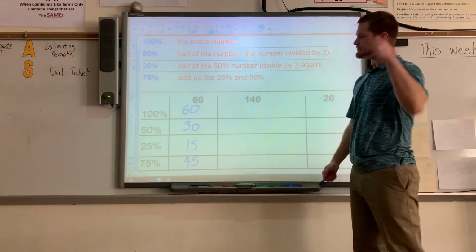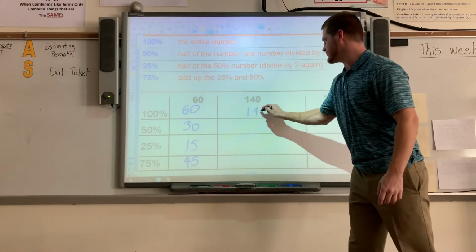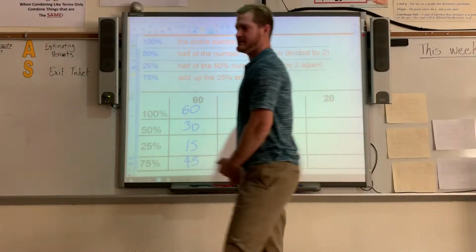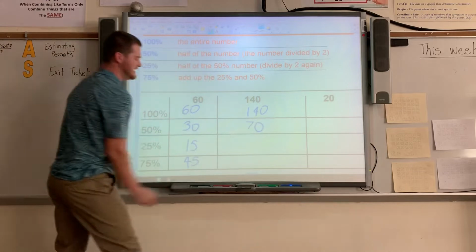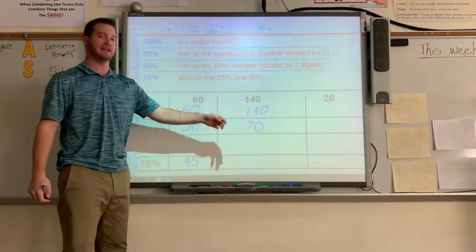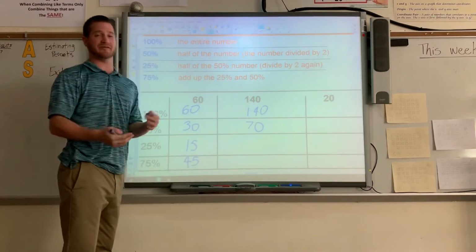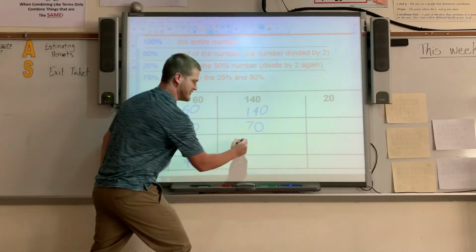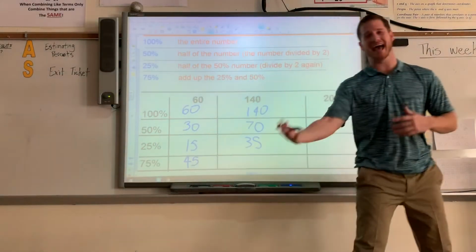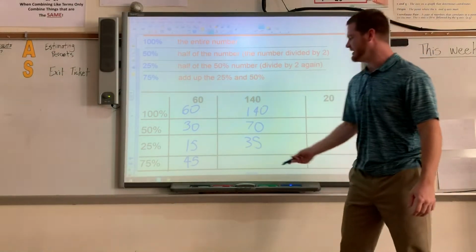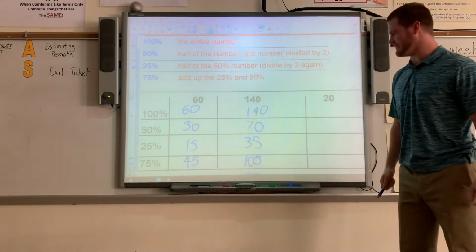Looking at 140. What is all of 140? What's 100% of 140? Obviously 140. To find 50% of that, you take half of it. Half of 140 gives me 70. To find 25% of that, you half the number and then take half again. If you don't know how to do half of it, just divide it by 2. Half of 70 is 35. And last but not least, to find 75%, you add the 50% and the 25% together. 70 plus 35 gives me 105.